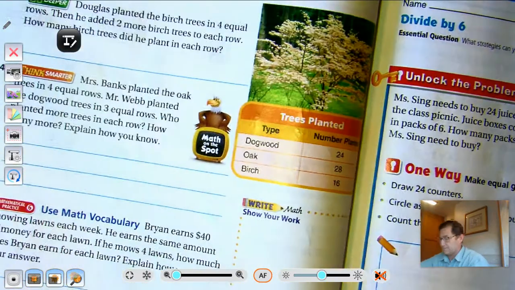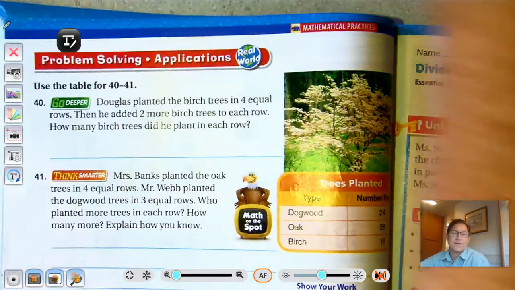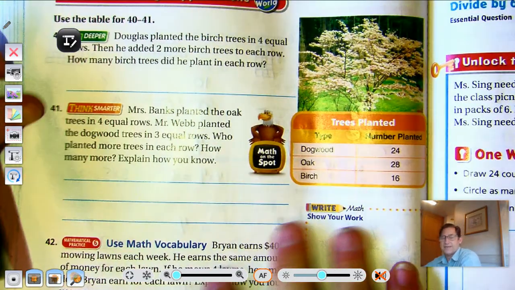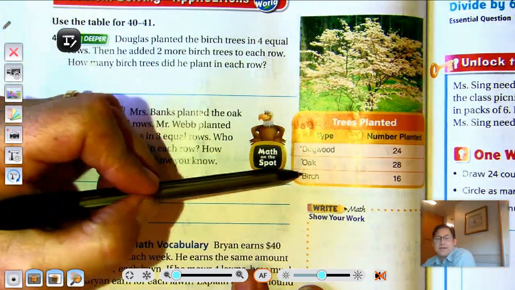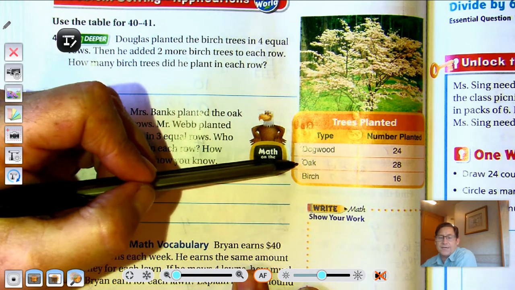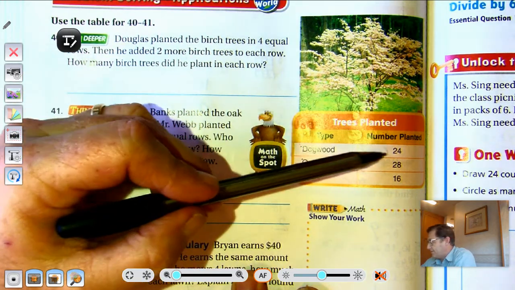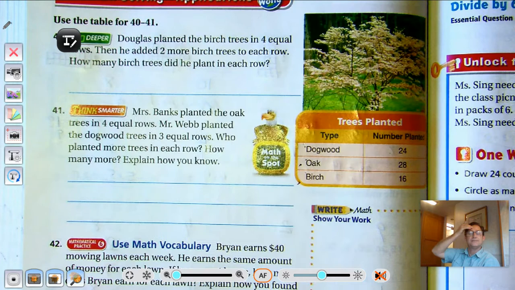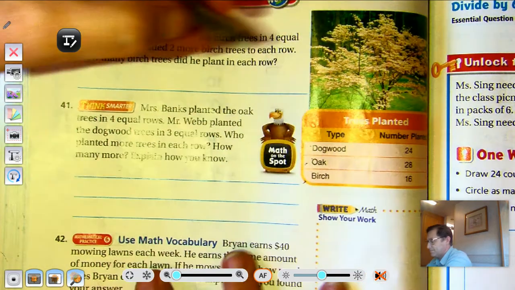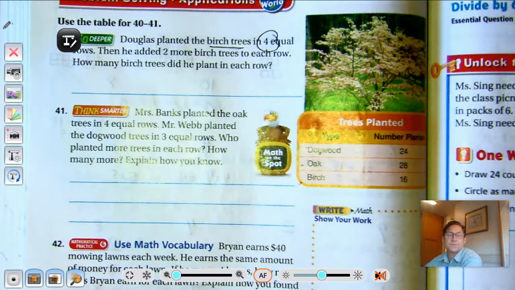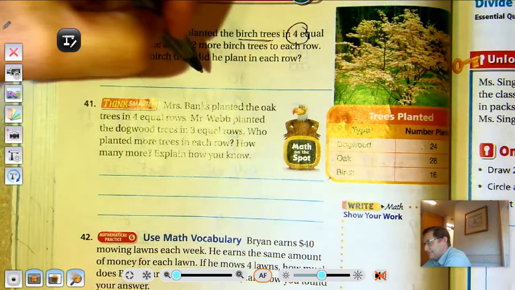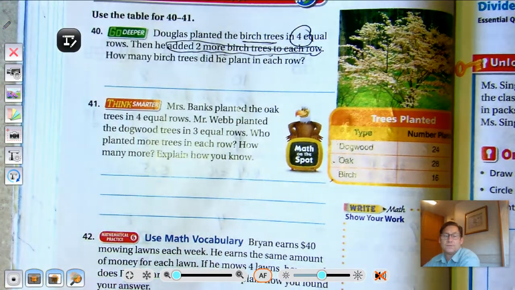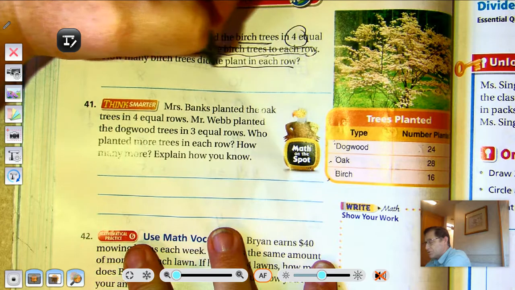All right, so now let's go on to page 284, number 40. Use the table for 40 and 41. All right, so we have this table, trees planted, and we have 3 different types of trees, a dogwood tree, an oak tree, and a birch tree. And these are the different amounts of the trees that were planted, 24, 28, and 16. All right, Douglas planted the birch trees, 4 equal rows. Then he added 2 more birch trees to each row. How many birch trees did he plant in each row?